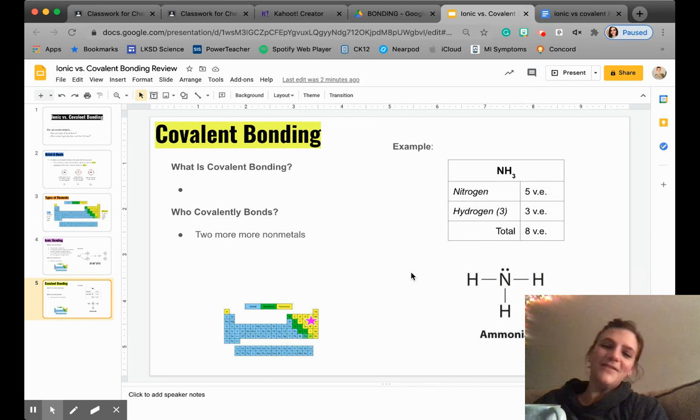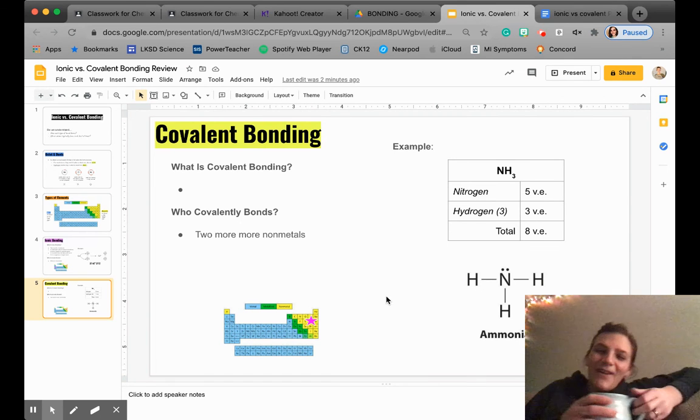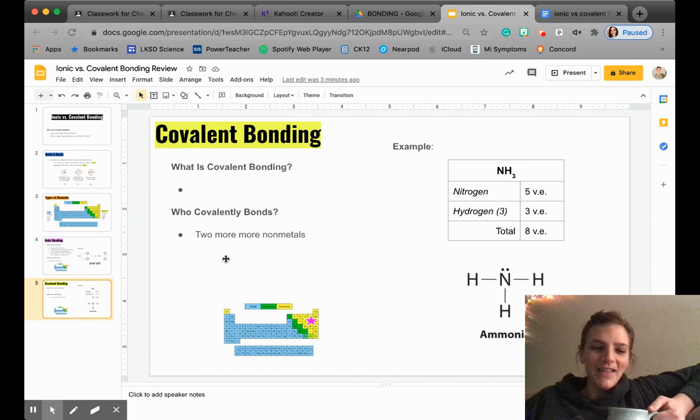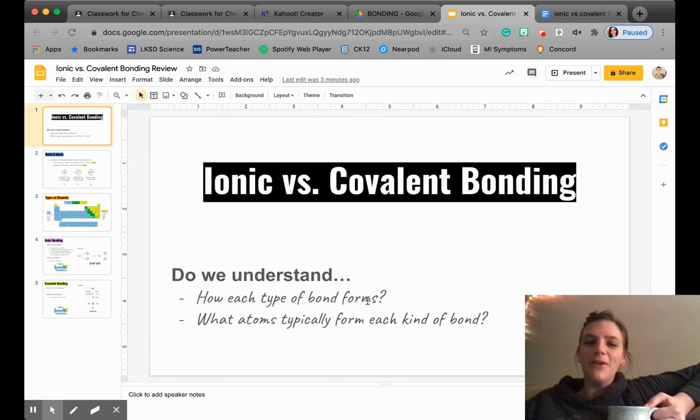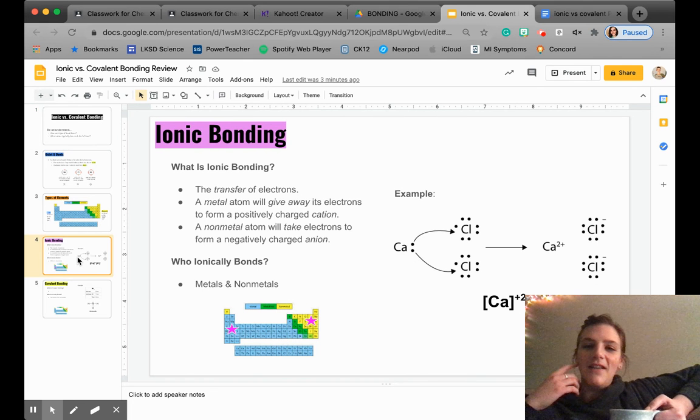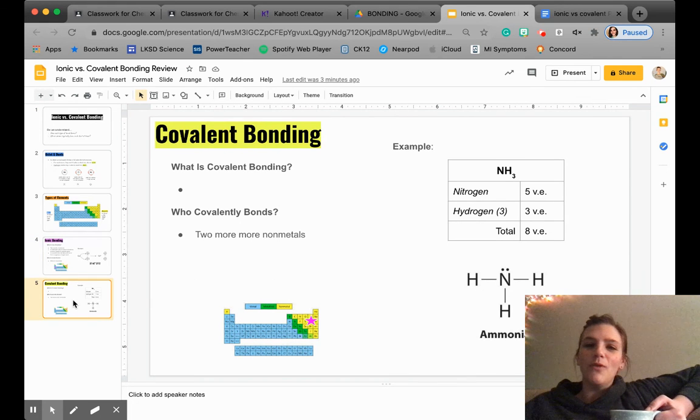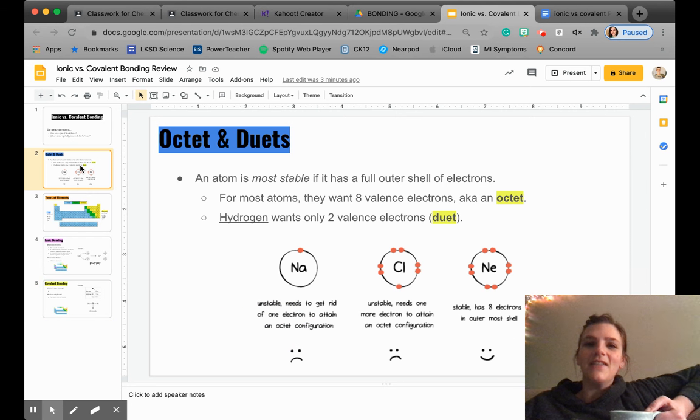And then, okay. I wish I had edited that slide, because then it would have helped me remember what I needed to talk about. It's fine. So that was our big review. Did we actually answer the questions how each type of bond forms? Yes, ionic is the transfer, covalent is the sharing. Atoms that typically form each kind of bond: ionic is between a metal and a nonmetal. Covalent is between 2 or more nonmetals. The whole goal is to make sure that everyone is stable with an octet, or a duet if you're hydrogen.